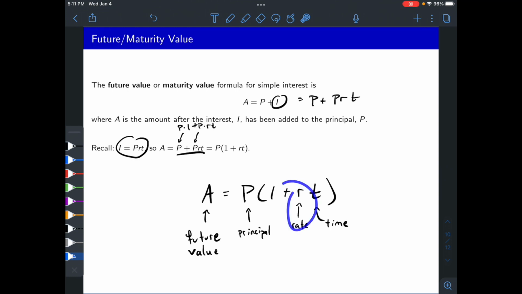And usually you want your interest rate and your time to be in years. Really, you just want your interest rate and your time to have the same unit. So if they're both in months, then this is going to work. If they're both in years, then this is going to work. But if your interest rate is in years and your time is in months, then you want to convert your time back into years so that the time units on both of these match.